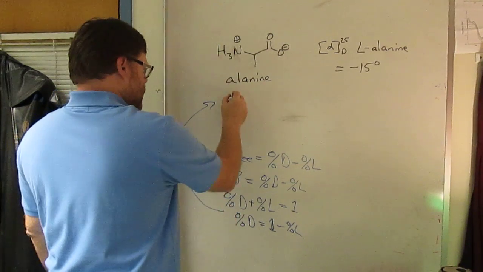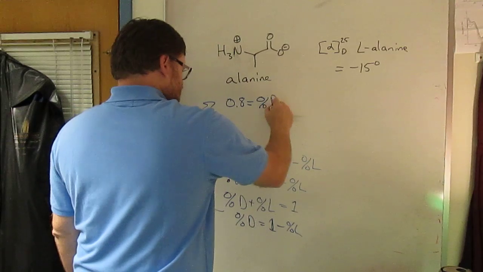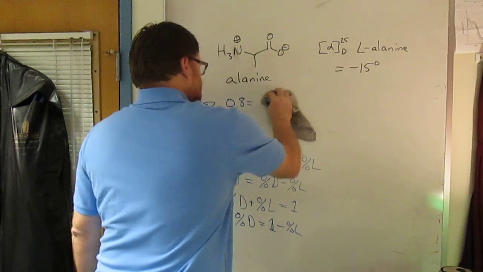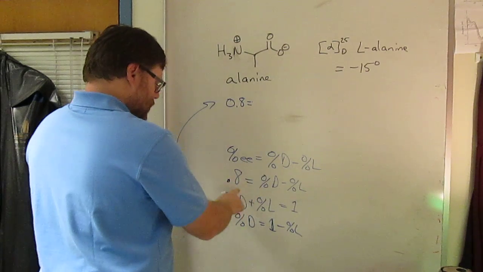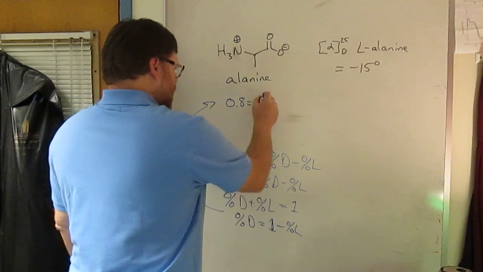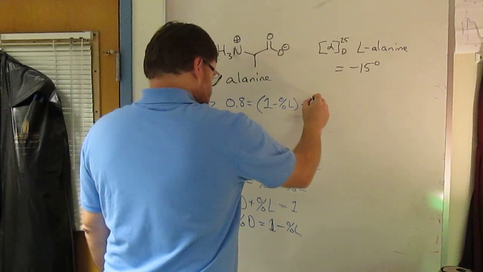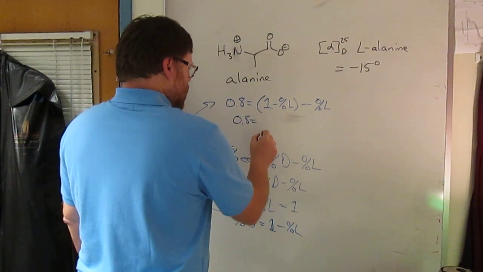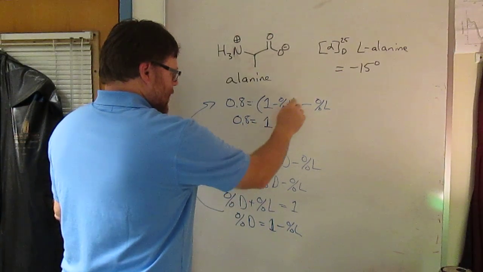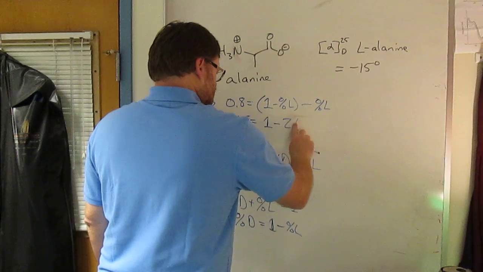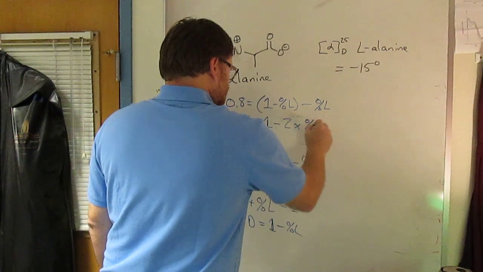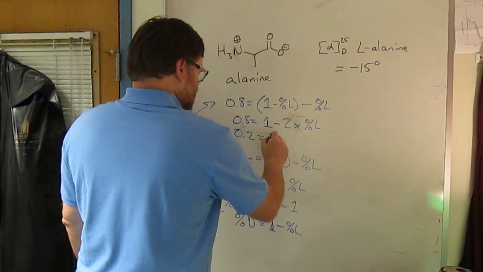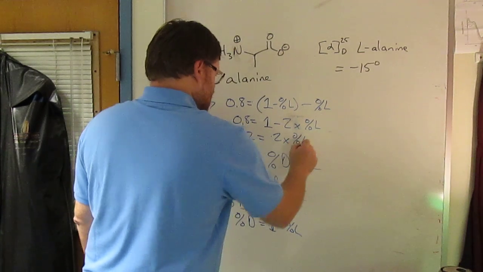So now we have 0.8 equals %D minus %L. Oops, sorry. Guess don't rewind, fast forward through that bit. Should have said that. So 0.8 equals %D minus %L, and %D is 1 minus %L. So 0.8 equals 1 minus %L minus %L. And so you can rearrange this: 0.8 equals 1 minus 2 times %L. So 0.2 equals 2 times %L.